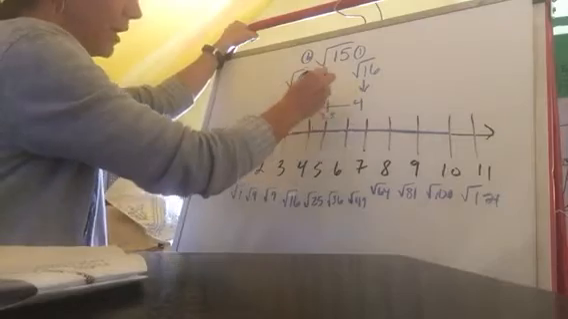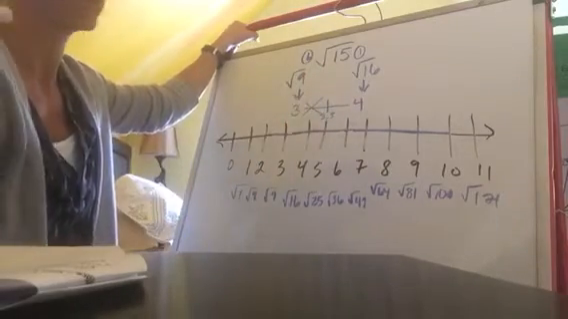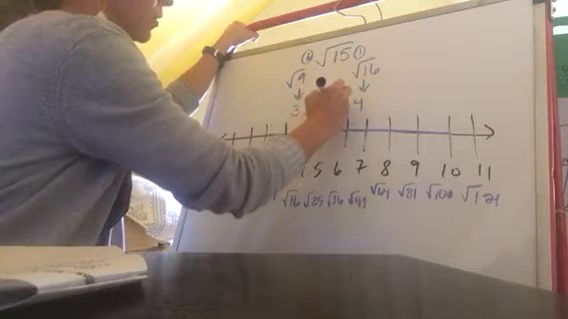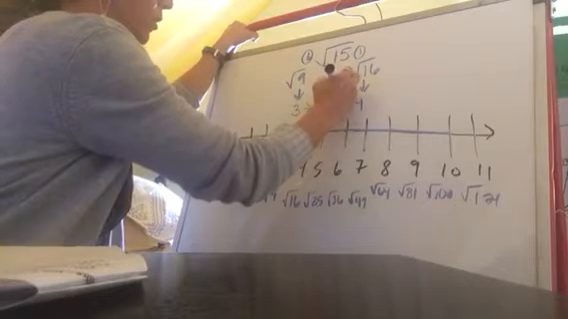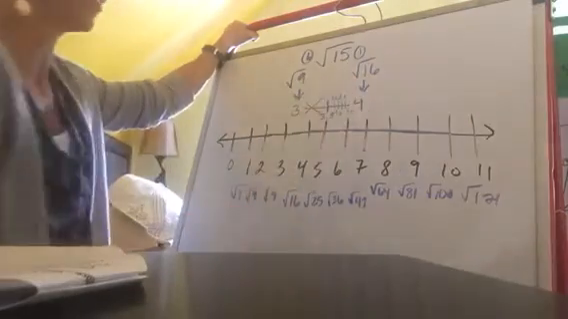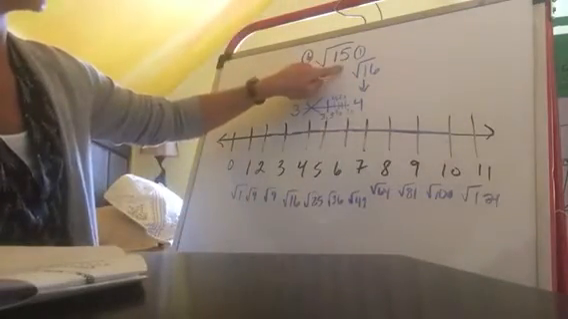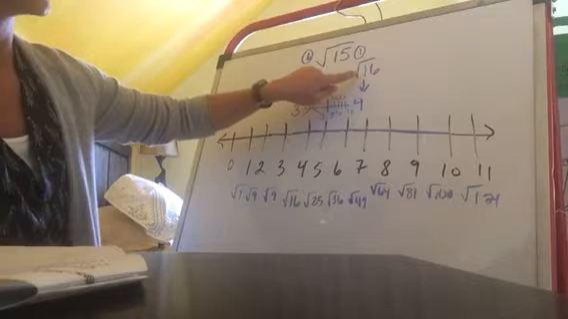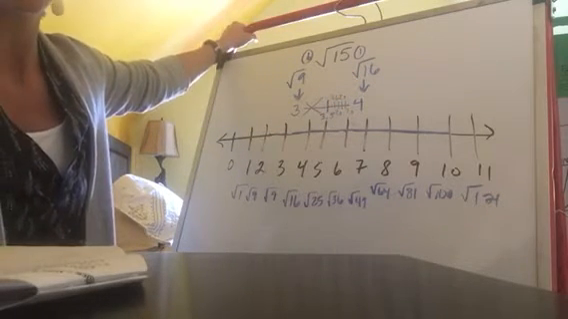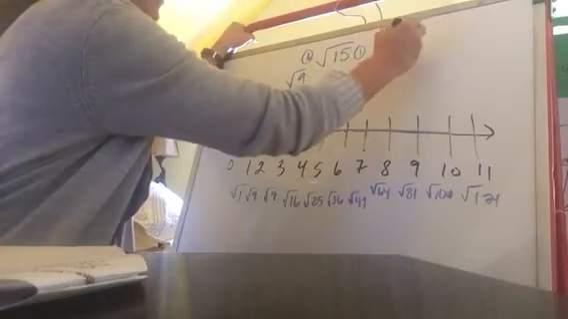So now I'm going to try some of these decimals. I have these four: 3.6, 3.7, 3.8, and 3.9 to try out. I could also try out 3.5. But since 15 is only 1 away from the square root of 16, I'm going to try 3.9.